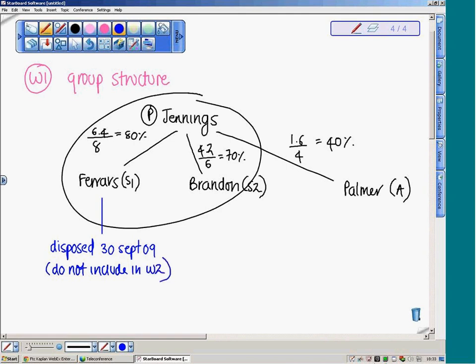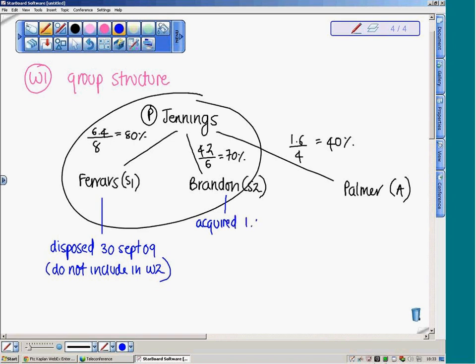in my working too. Now you don't need to mention that to the examiner. I've only done that because I know that it's a tutorial exercise, and when you're going back and looking at your working, you can see that this was a subsidiary we disposed of. We want to include it in working 2, which is our continuing activities.